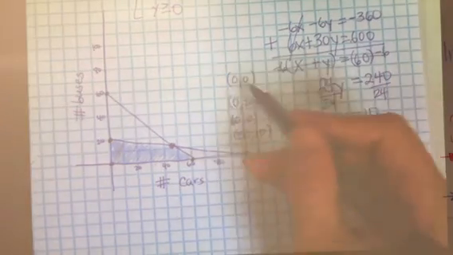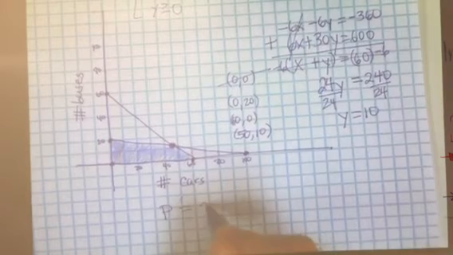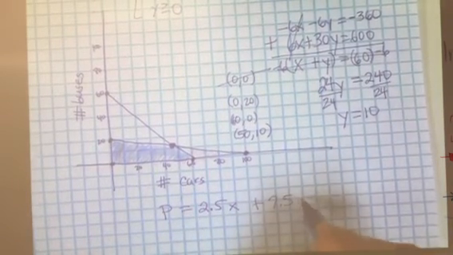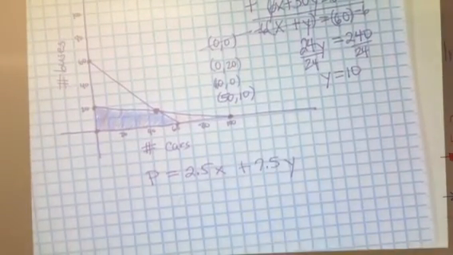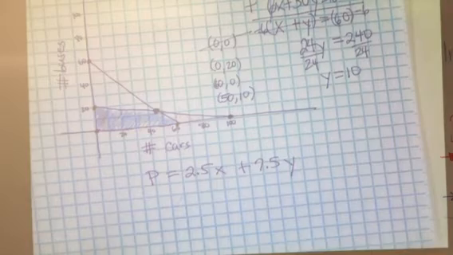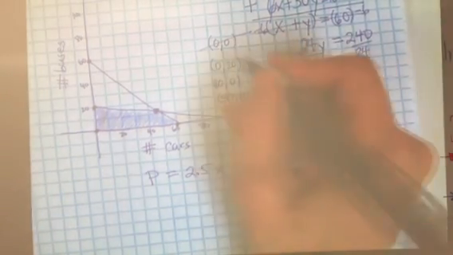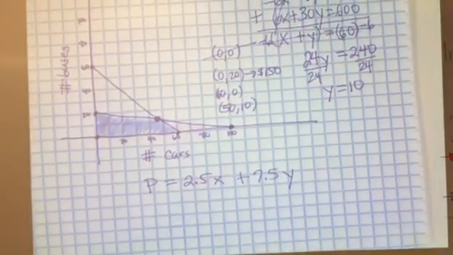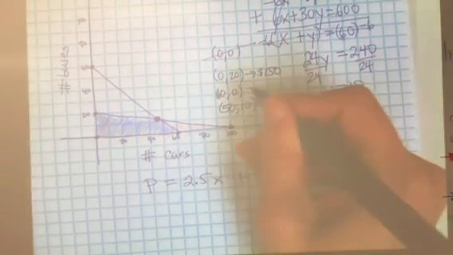So obviously 0, 0 doesn't make us any money. Again, our profit function was $2.50 per car plus $7.50 per bus. 0, 20 would mean 20 buses, and 20 buses would bring in $150. So 0, 20 brings in $150. 60, 0 would be 60 cars. 60 times 2.5 is $150 as well.